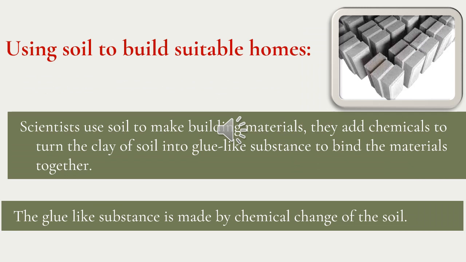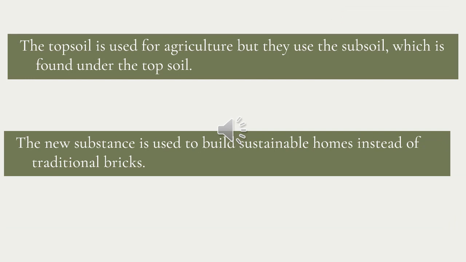Do you think that we can use soil to build a suitable home? Scientists use soil to make building materials. They add chemicals to turn the clay of the soil into a glue-like substance to bind the materials together. The glue-like substance is made by a chemical change of the soil. The topsoil is used for agriculture, but they use the subsoil, which is found under the topsoil. The new substance is used to build sustainable homes instead of traditional bricks.